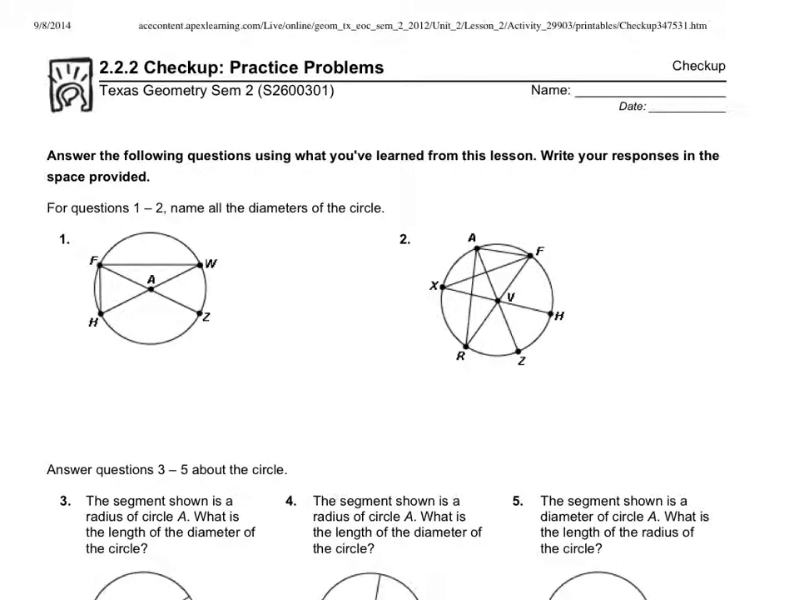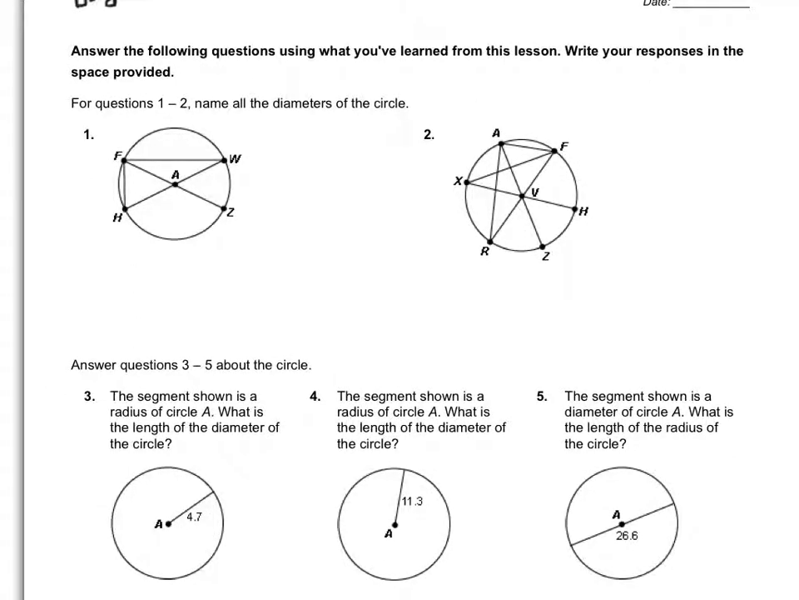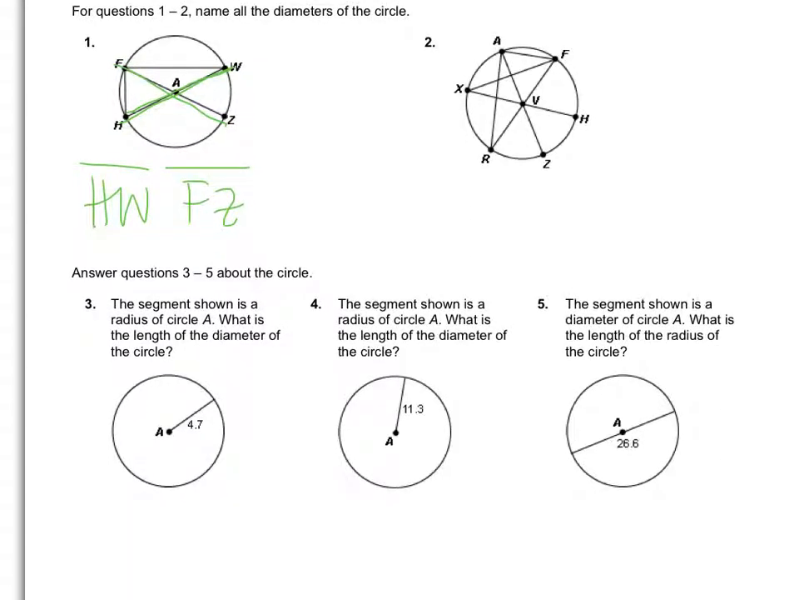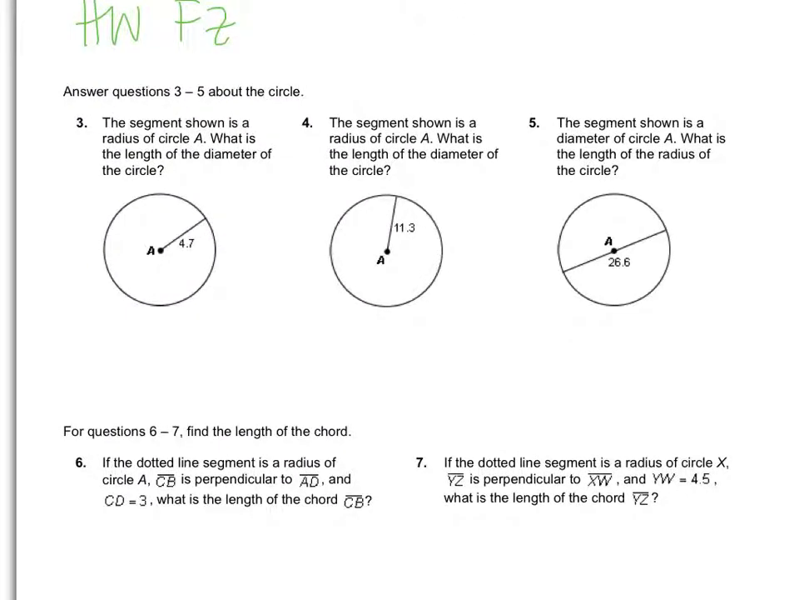So question 1 says to name all the diameters. Well, diameters have to go through the middle, and they have to touch both sides. So HW would be a diameter, and FZ would be a diameter. Number 3 says the segment shown is a radius. What is the length of the diameter? Well, we know that a diameter is twice the radius. So all I have to do is 4.7 times 2, which gives me 9.4, and that would be my diameter.